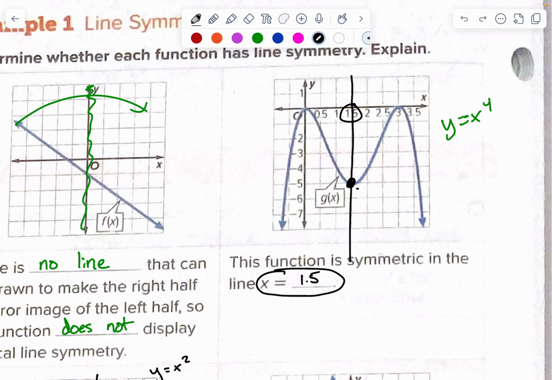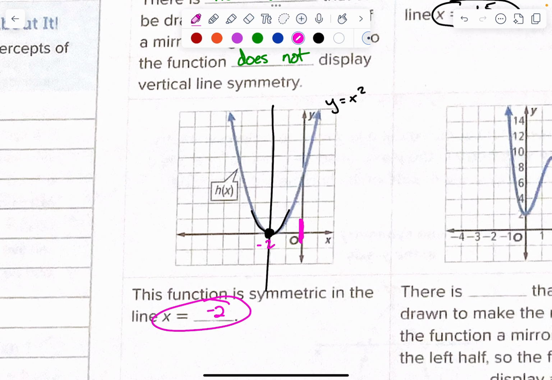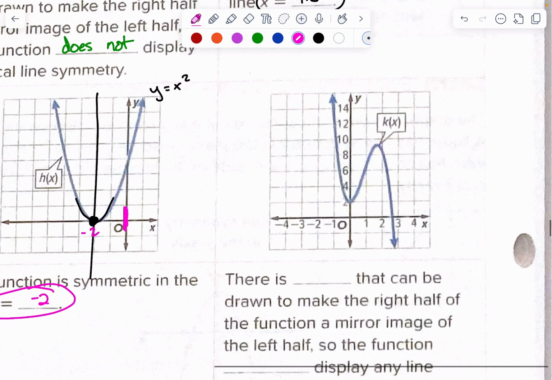So the vertex is like the high or the low point, right? So this one is a vertex. It's going to go straight through that vertex, and that is at, if this is the y-axis, this is at -2. So x equals -2 is the line that we're going to fold it in half, okay? And then this one over here, this is actually the function y equals x to the 3rd power, okay?